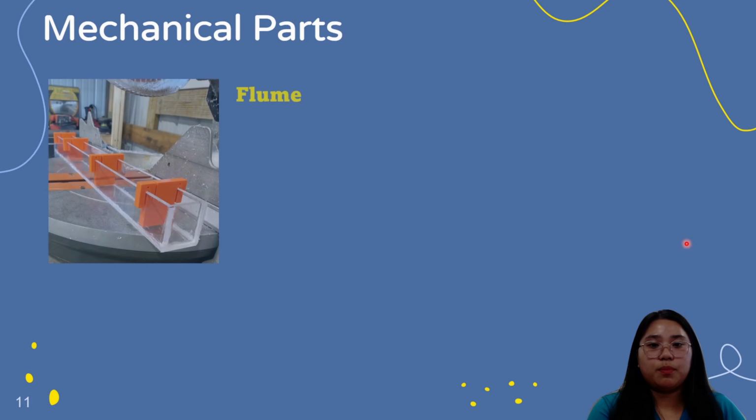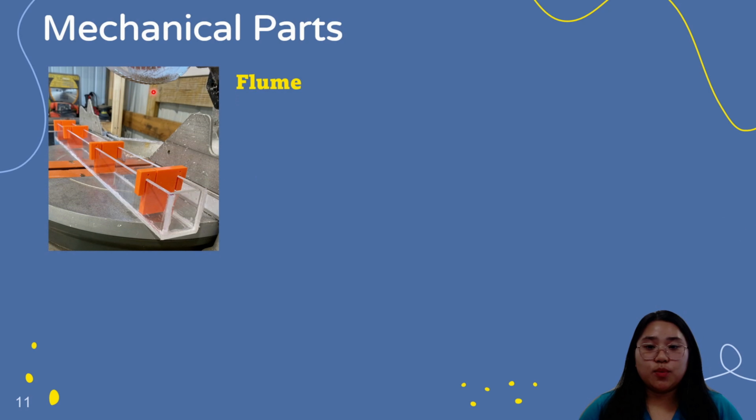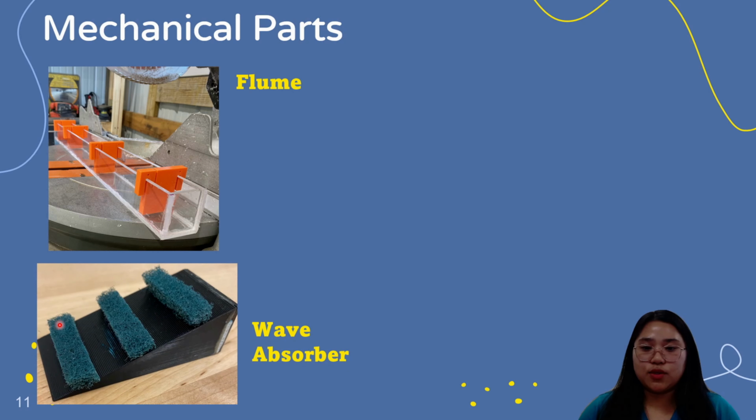And now just going into the parts. Of course, we have the flume itself. Like I said, it's going to be 60 centimeters long, 5 centimeters high, and 5 centimeters wide. And this is actually a photo that was taken during the construction. We use these jigs right here to ensure that the side pieces would stay in place, and for the whole length of the flume, it would be the same width. Next is the wave absorber. These were the scrubbing pads that I was talking about to help dissipate the waves.